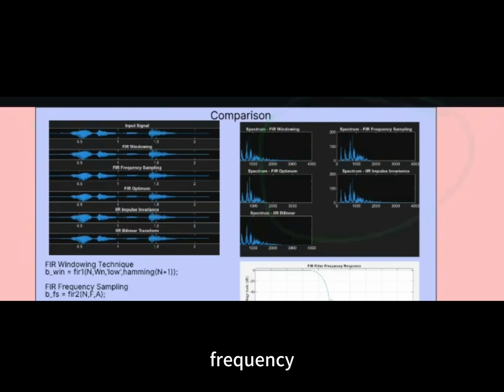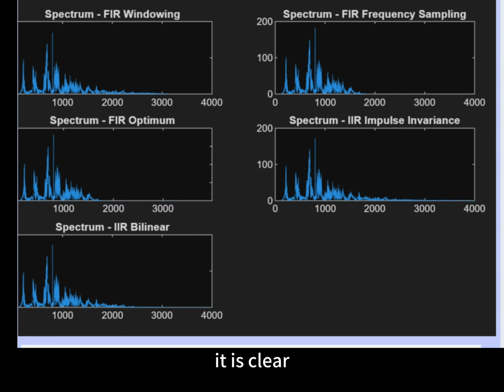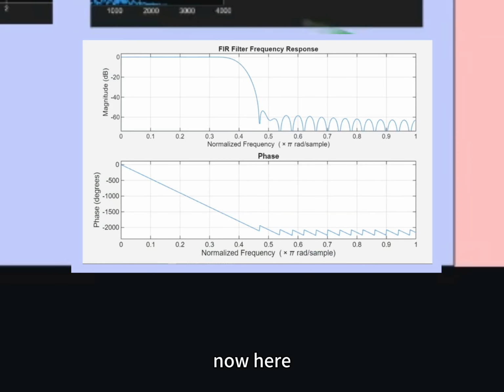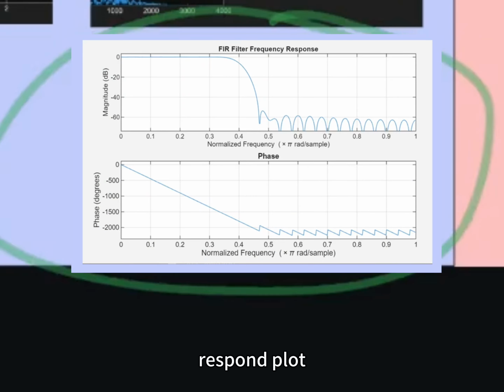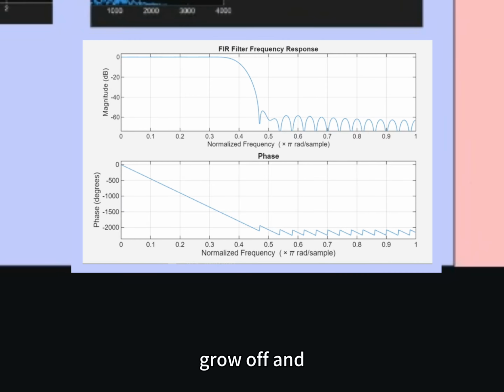Looking at the frequency spectrum on the right, it is clear that all 5 methods successfully achieve the core task of low-pass filtering the input signal, as the high-frequency noise has been effectively removed. Now here, in the frequency response plot, you can see the magnitude roll-off and, importantly, the linear phase response characteristic of the FIR design. Thank you.